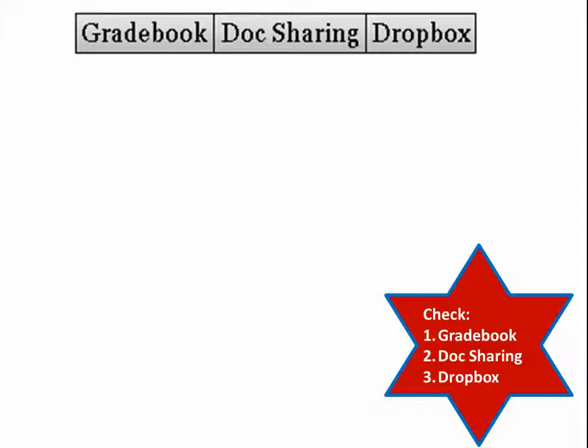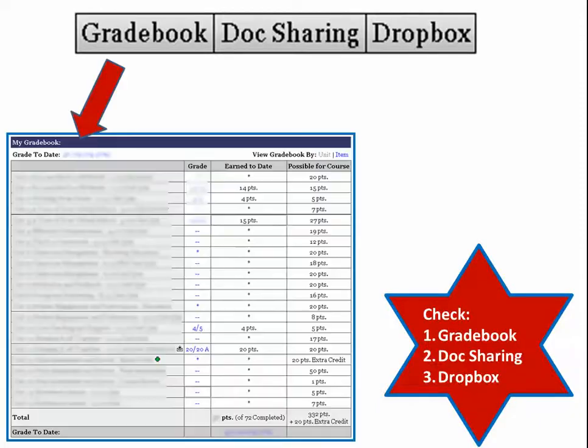At the top right corner of the Geometry LMS, you're going to see these three tabs: one for Gradebook, one for Doc Sharing, and one for Dropbox. The Gradebook will show you what your current grade is, with the exception of any assignments that are teacher graded that haven't been returned yet. I do my best to grade all assignments within 3 days, so your grades should always be current.